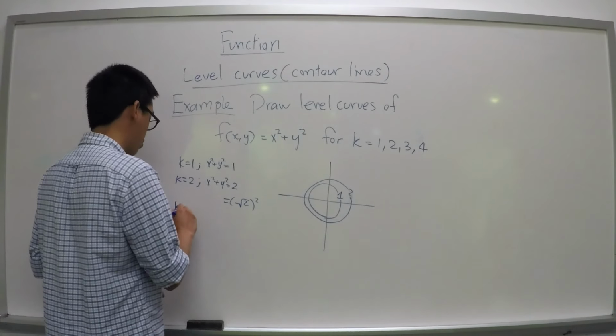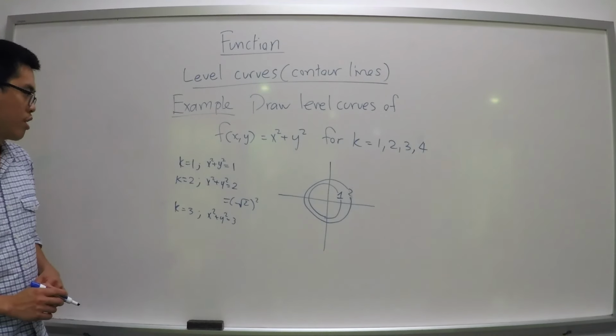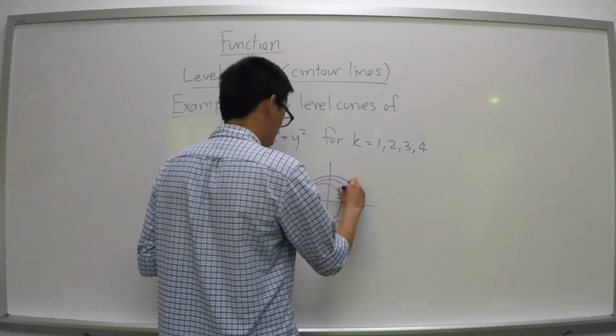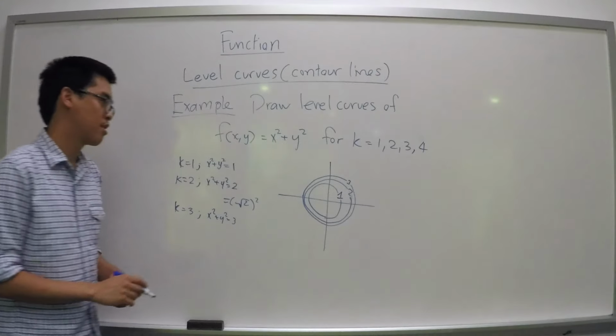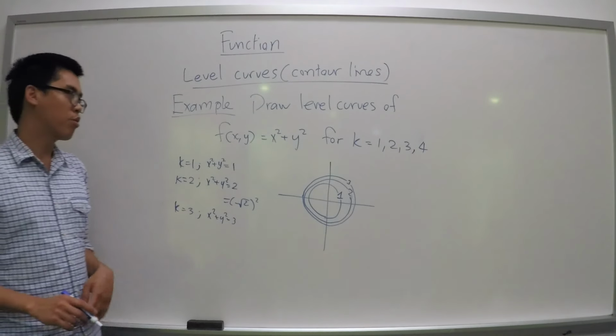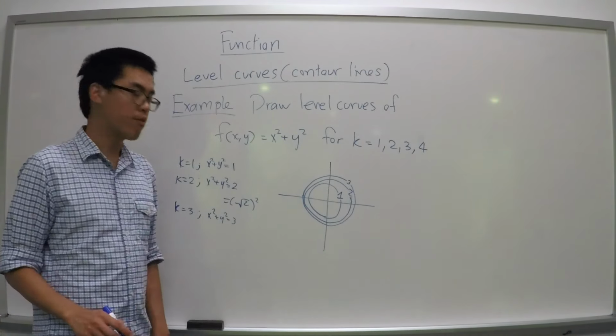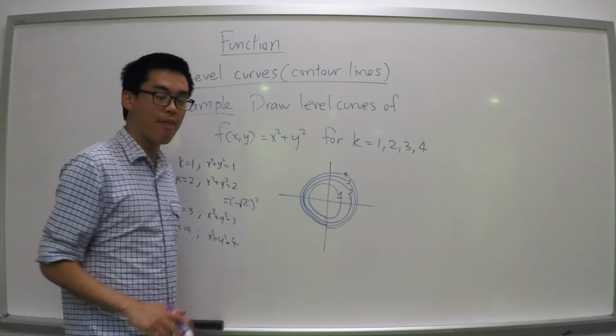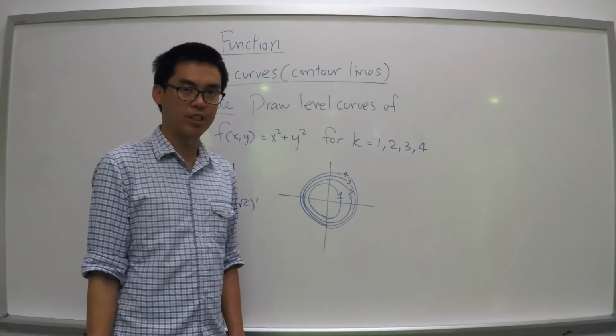And we keep going. This will be a circle of radius root 3, and we label it 3 because we plug in k equal to 3. And last but not least, for 4, we have a circle of radius 2. And that's how you draw level curves of this function.